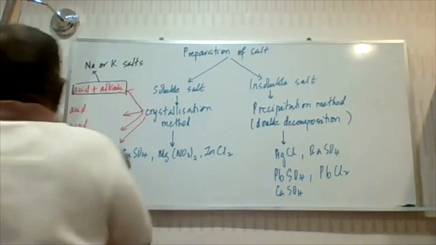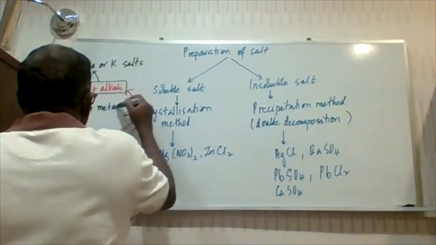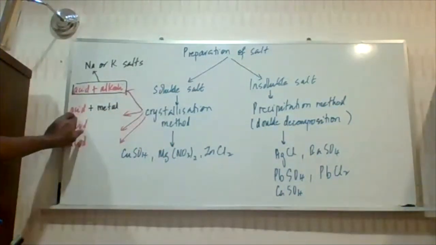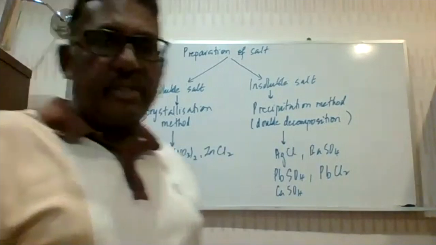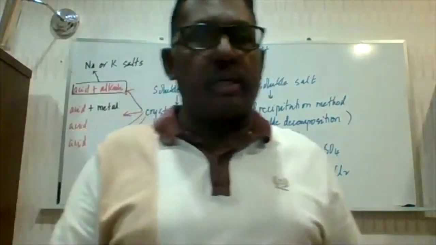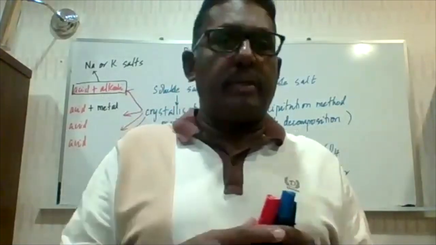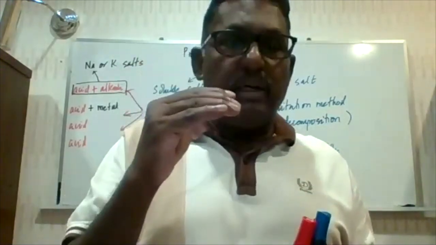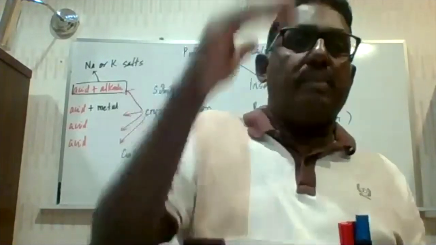Now, number 2, the reaction between acid and metal. Here, there's another condition. You know that not all metals will react with acid. Metals whose electropositivity, or position in the electrochemical series, is higher than hydrogen will react with acid. The metal that is just above hydrogen in the electrochemical series is lead. So this one can only be used for lead and the metals above it.